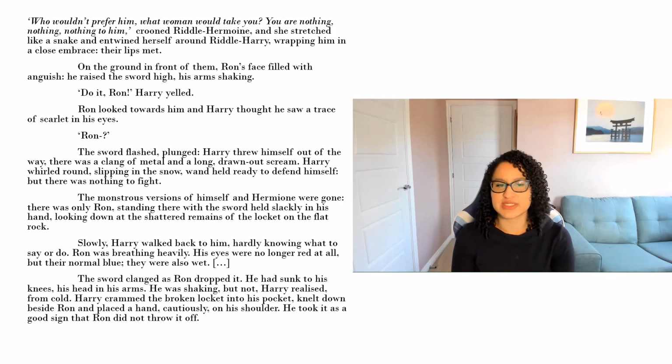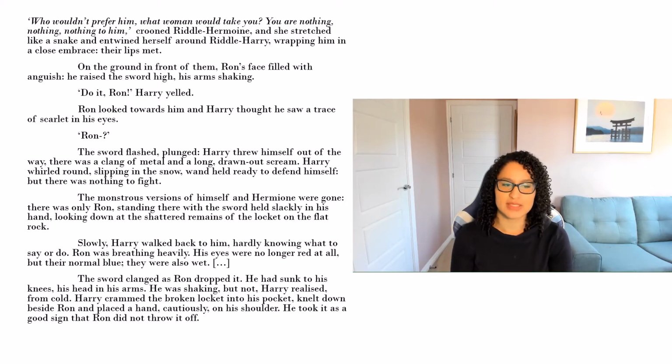But there was nothing to fight. The monstrous versions of himself and Hermione were gone. There was only Ron, standing there with the sword held slackly in his hand, looking down at the shattered remains of the locket on the flat rock. Slowly, Harry walked back to him, hardly knowing what to say or do. Ron was breathing heavily. His eyes were no longer red at all, but their normal blue.